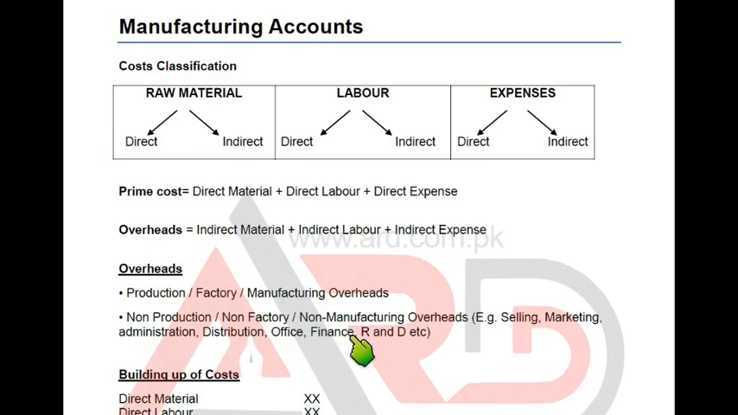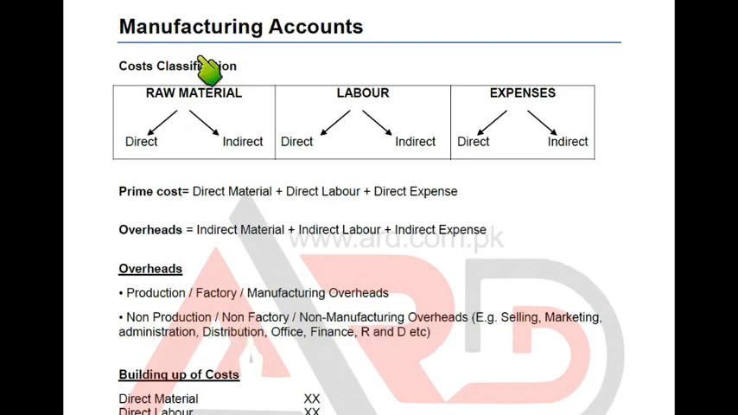Then we have finance cost. Finance cost means the loan which we have taken to finance our operations. That loan interest needs to be paid to the bank, and the loan interest will be finance cost. R&D is research and development cost, which is done obviously prior to making a commercial product. So these are non-production overhead.